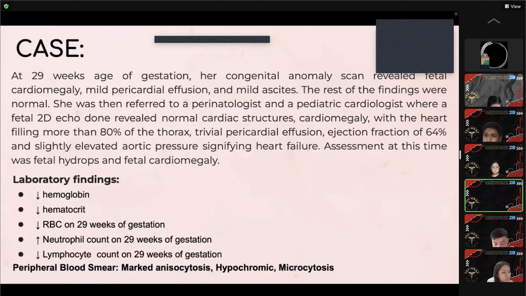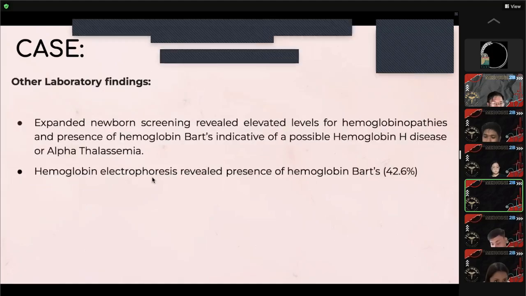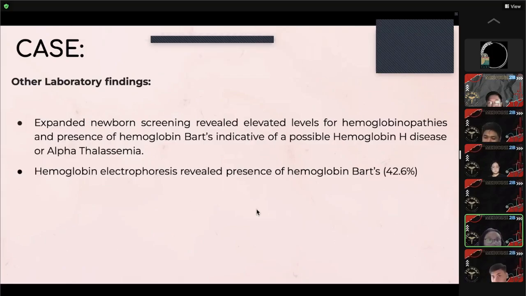For the laboratory findings, low hemoglobin, hematocrit, and low RBC on 29 weeks of gestation, high neutrophil count and low lymphocyte count on 29 weeks of gestation. The peripheral blood smear has marked anisocytosis, hypochromia, and microcytosis. For other laboratory findings, expanded newborn screening revealed elevated levels for hemoglobinopathies and presence of hemoglobin Barts, indicative of possible hemoglobin H disease or alpha thalassemia. Hemoglobin electrophoresis revealed presence of hemoglobin Barts. Next slide.